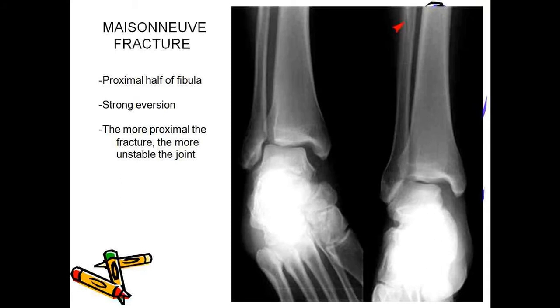So we are in the half of the ankle fracture. Today we discuss some other fractures in the ankle. The first one is the Maisonneuve fracture. Did you hear about this one already? This is a fracture of the proximal half of the fibula due to strong eversion forces. The more proximal the fracture, the more unstable the joint. An ankle fracture associated with a proximal fibula fracture is a Maisonneuve fracture.